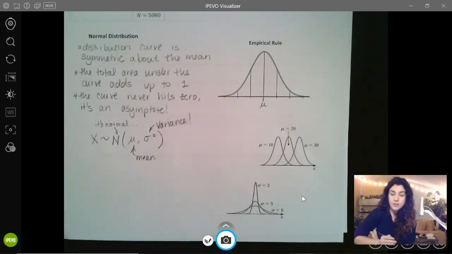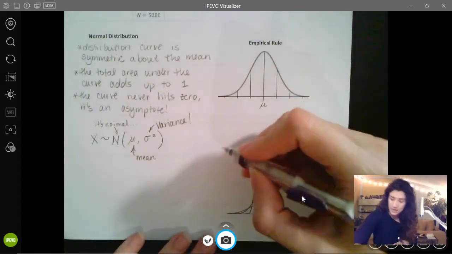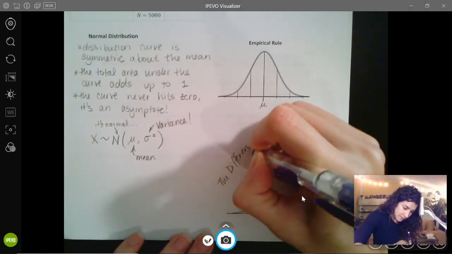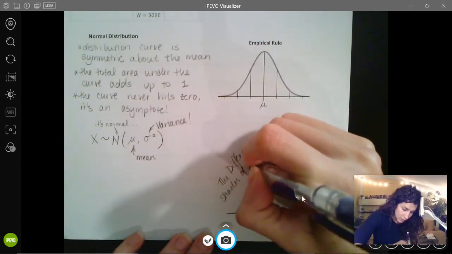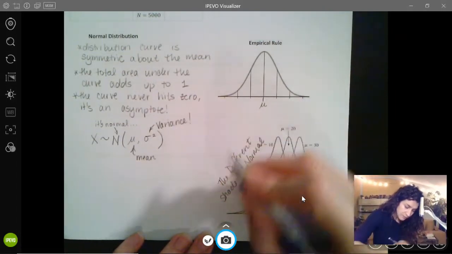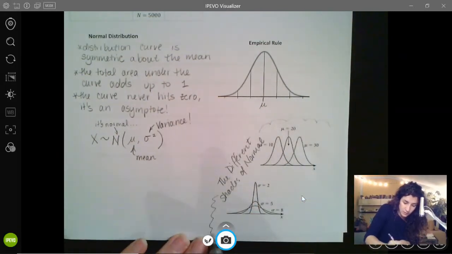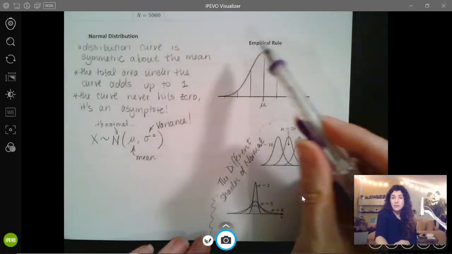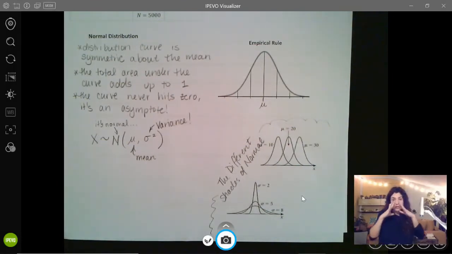Okay, here's a few other things to talk about. This is all of the different ways, I call it the different shades of normal. So these are all different ways that a normal distribution can look. It doesn't always look as nice and pretty as this bell curve does. It can look really squished or really flattened out, or it can be shifted around.